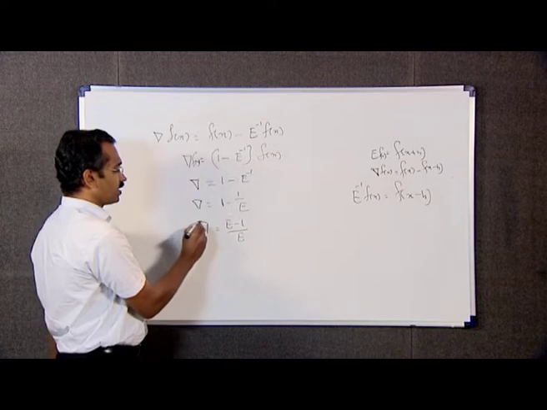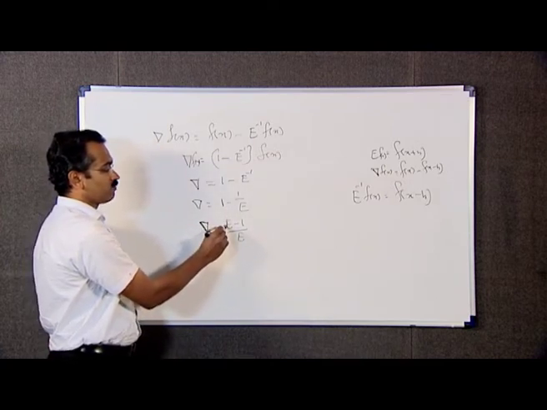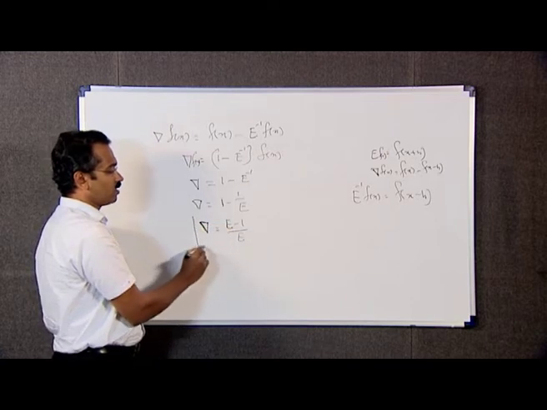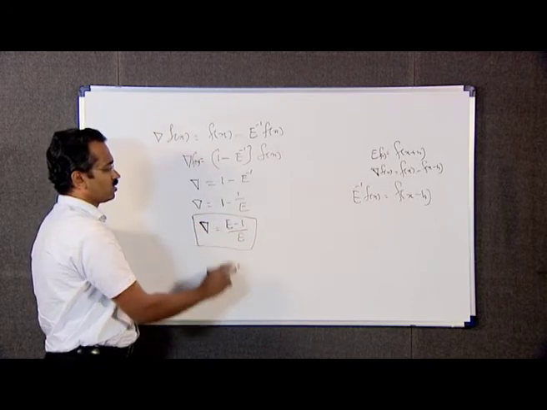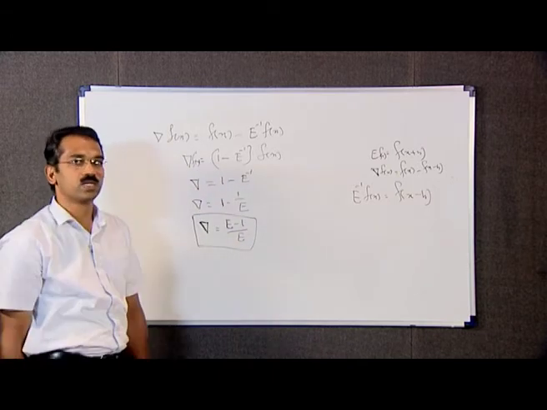This is the identity connecting the backward difference operator del and the shift operator E. That is, del is equal to (E minus 1) by E, or we can write del is equal to 1 minus E inverse.